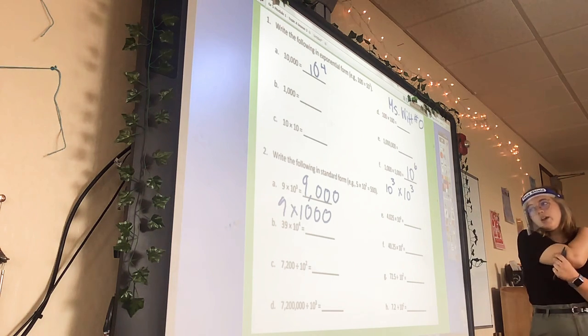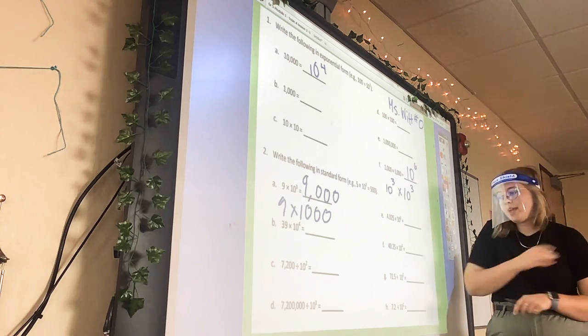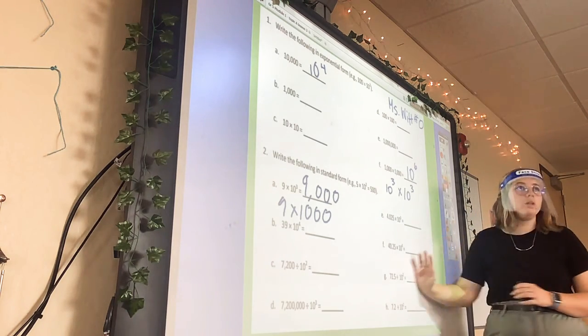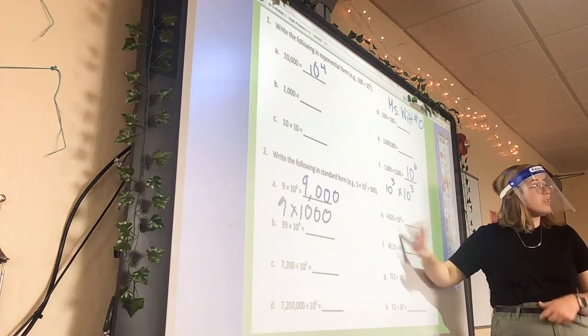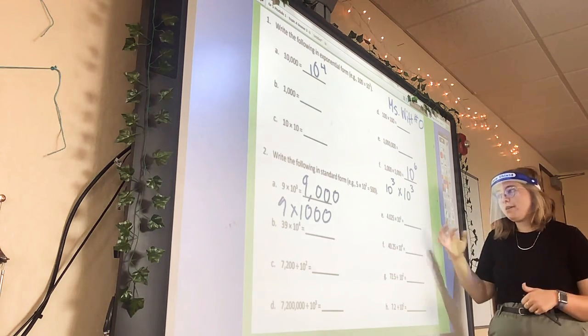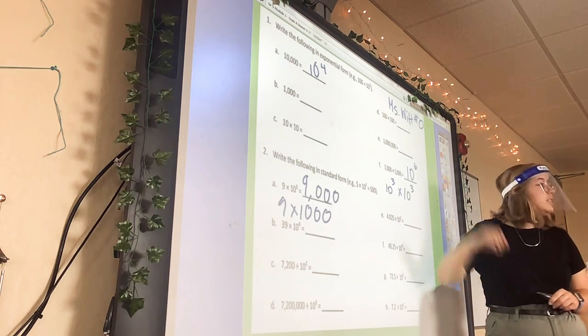So you may have to also divide. And that's the moving of the decimal, moving on the place value chart. If you need to use your place value chart, still do it. Don't be afraid to. Go ahead and do it. Questions on these first two?